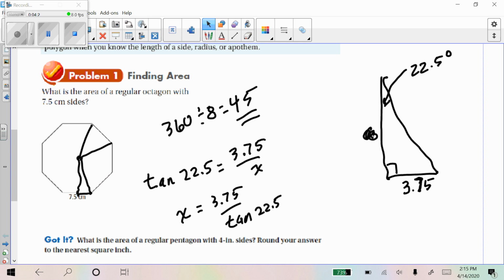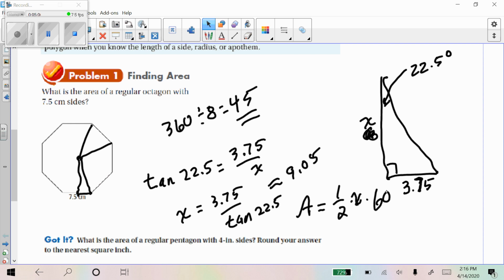And so you know what I'm talking about, x is that right there. I'm going to do that on my calculator and store it in x. It's approximately 9.05, but remember I stored that in x so I can keep it as accurate as possible. So I'm going to do, for my area, 1/2 times the apothem, which is what I stored in x, times the perimeter, which is 7.5 times 8, which is 60.